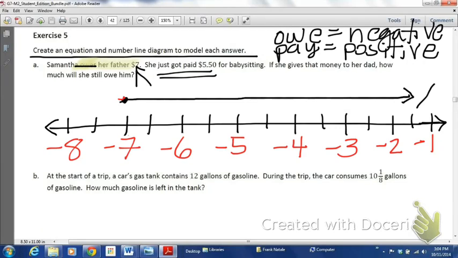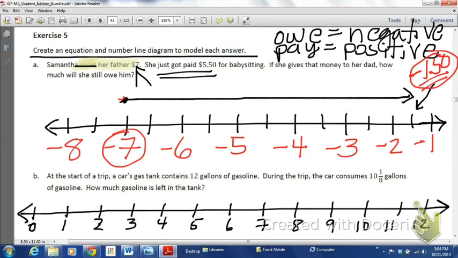So at this point, she's still in the red, like I had told you. She's at -$1.50. She's better. She's not in as deep a debt anymore. She no longer owes her dad $7, but she owes him now $1.50. So she's indebted to her dad.